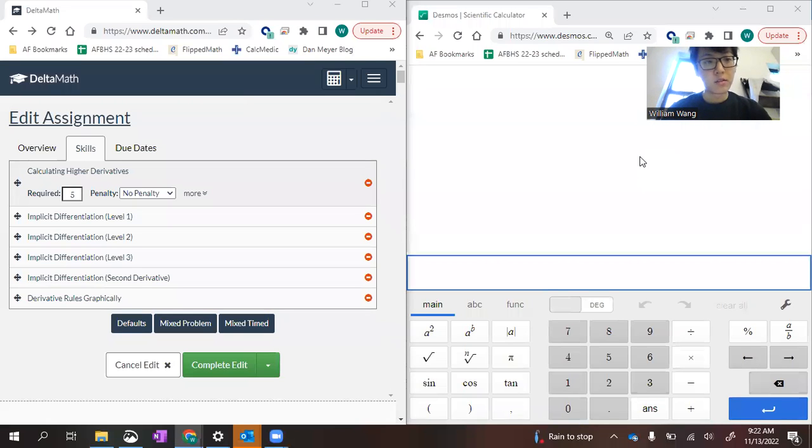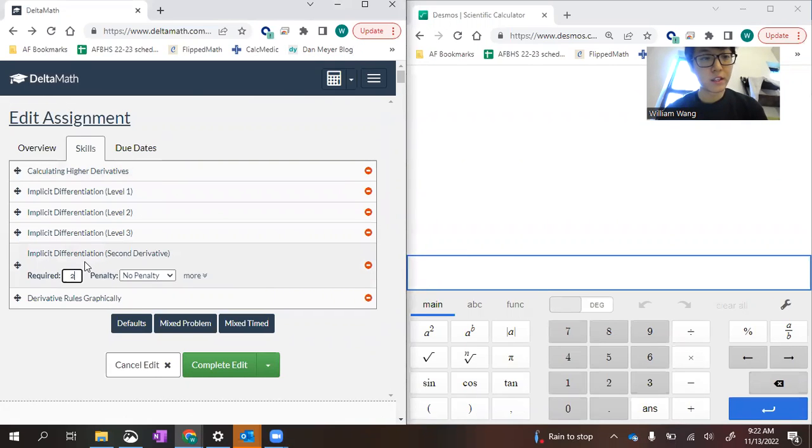Hello, AP Calculus students. I'm going to cycle through the various sections of the Delta Math that you have assigned for tomorrow. To list out the ones I'm going to go through in this video, it's going to be calculating higher derivatives, which you can see is already clicked on right here. Then also implicit differentiation, the second derivative, and then finally derivative rules graphically.